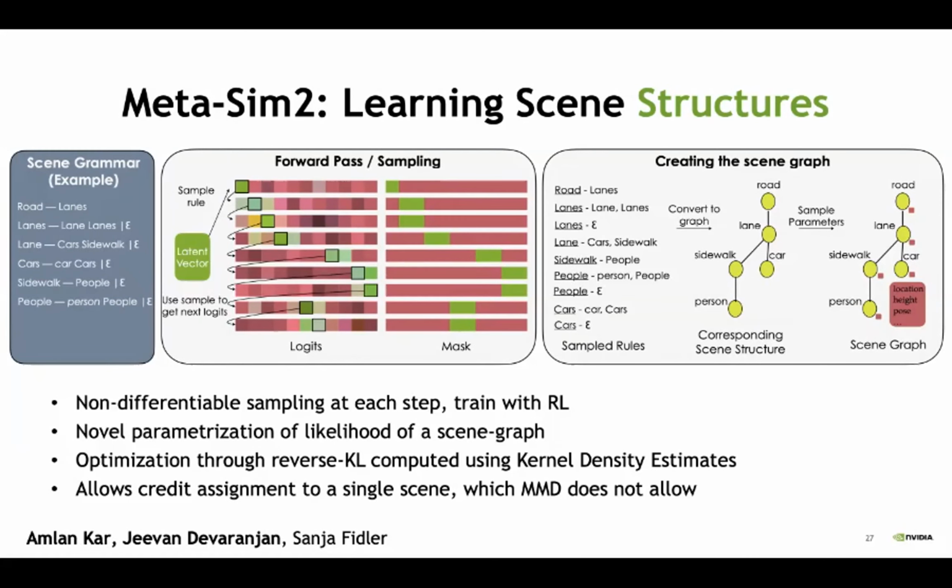I think one of the reasons was that MMD gives you one score for a full batch of data, and Amlan and Jivan had a lot of trouble finding credit assignment for each of the individual samples. So they designed a different similarity metric between the distributions, which can assign credit to each individual sample in the batch. I'm not going to give you the details here, but that really made it work.